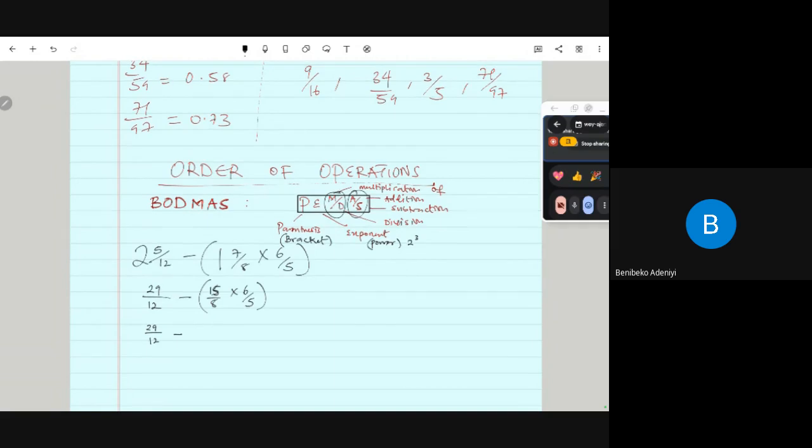Now you can divide whatever you feel is dividable. 5 here 1, 5 in 15, 3. 2 here 4, 2 here 3. 3 times 3, that's 9 over 4. Then you subtract. LCM is going to be 4. Why? 4 can go in 12. Can you see that? So that's 29 minus. How many 4 can you see in 12? 3. 3 times 9, 27. 29 minus 27, that's 2 over 12. And that's 1 over 6. Is that clear?